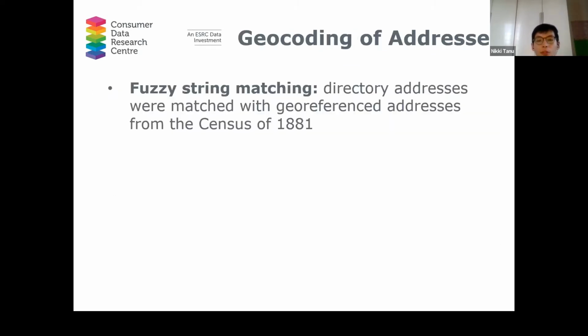So speaking of geocoding, what we used was fuzzy string matching, which means we approximately try and match the addresses that we found from the telephone directories of 1881. That was the trial run year that we were trying to develop a proof of concept for. And we try and match those to a georeferenced data set of addresses in 1881 from the census.